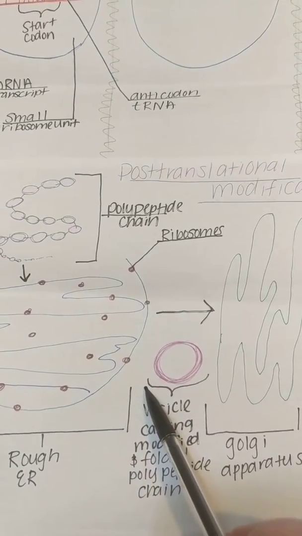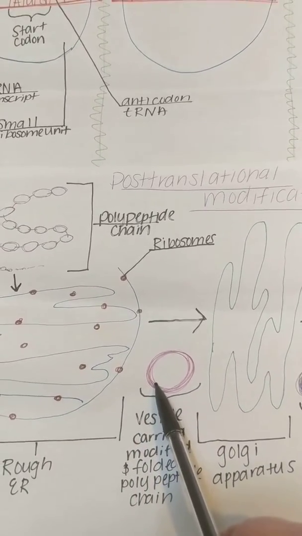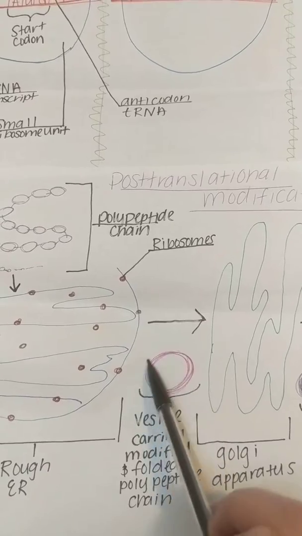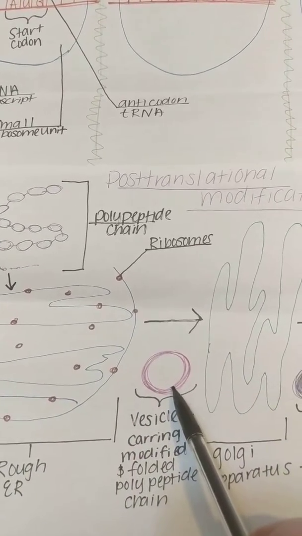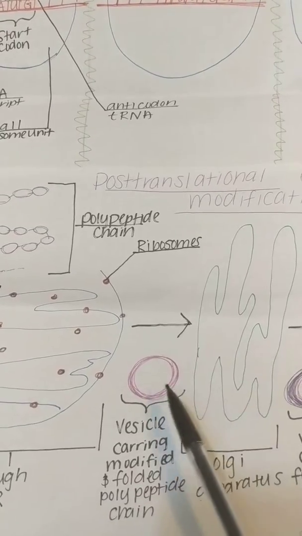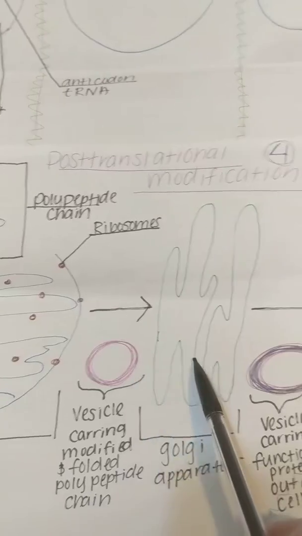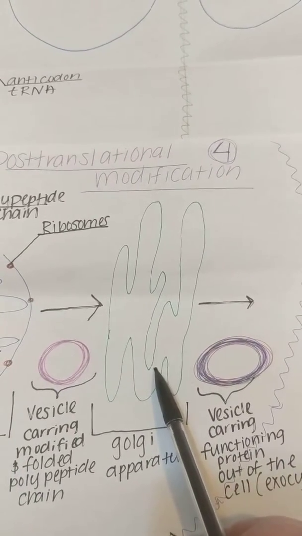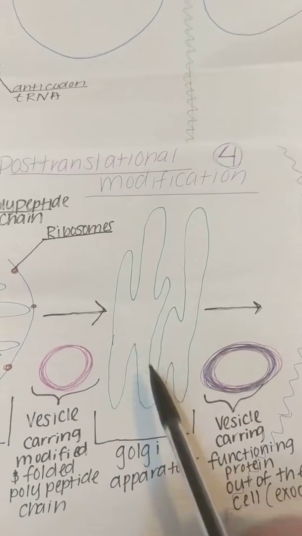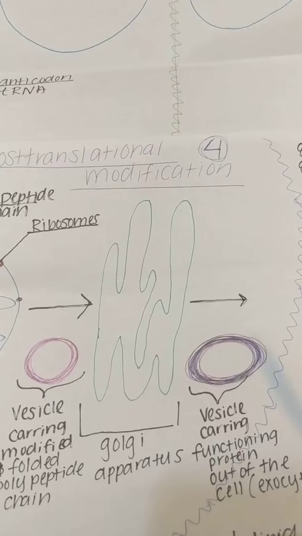Once that's done, it has to travel via a vesicle, because if it didn't, the folded polypeptide chain would become unfolded in the cytosol or cytoplasm. So once it's released, then it goes to the Golgi apparatus. And the Golgi apparatus is the organelle that addresses it and packages it to where it needs to go.